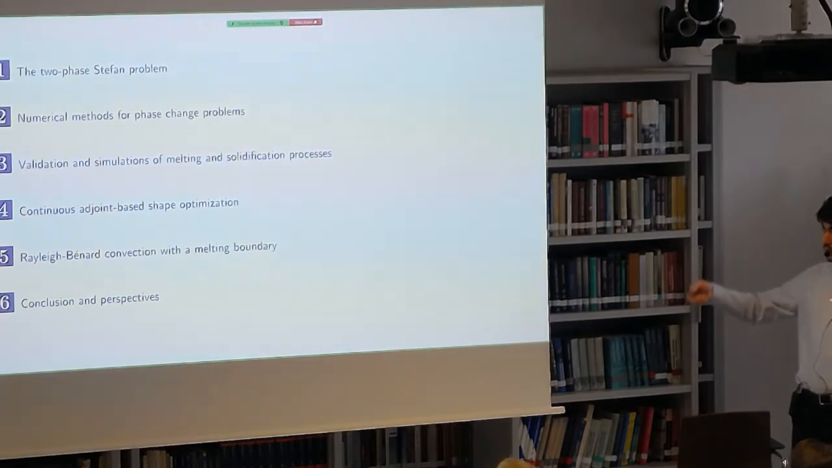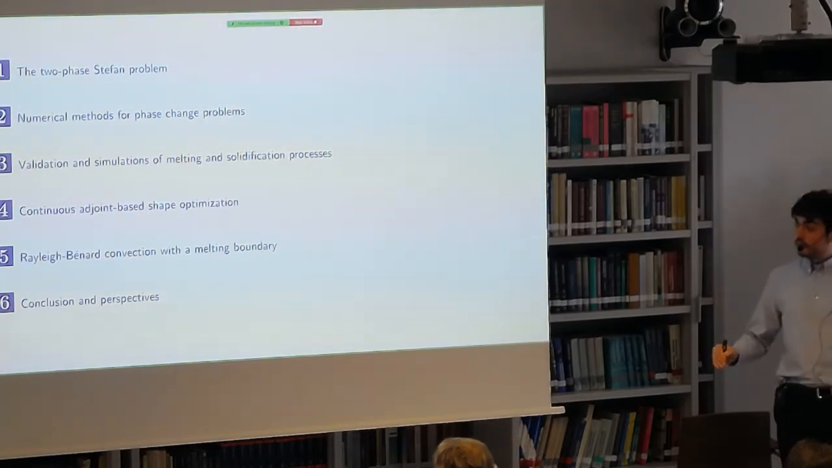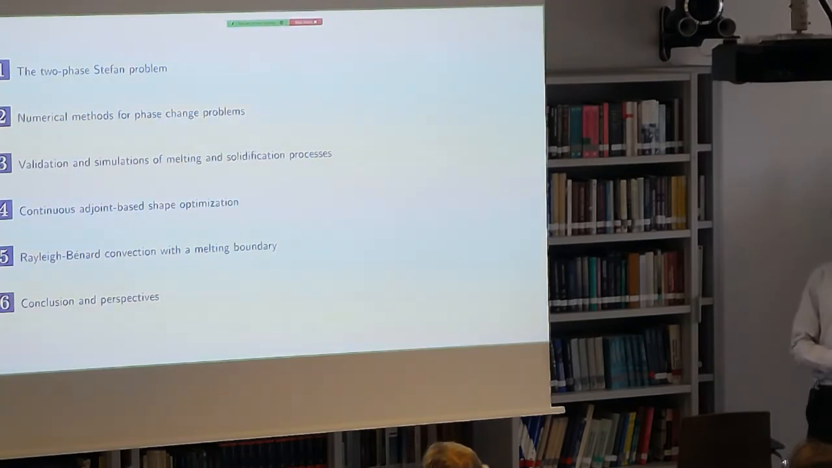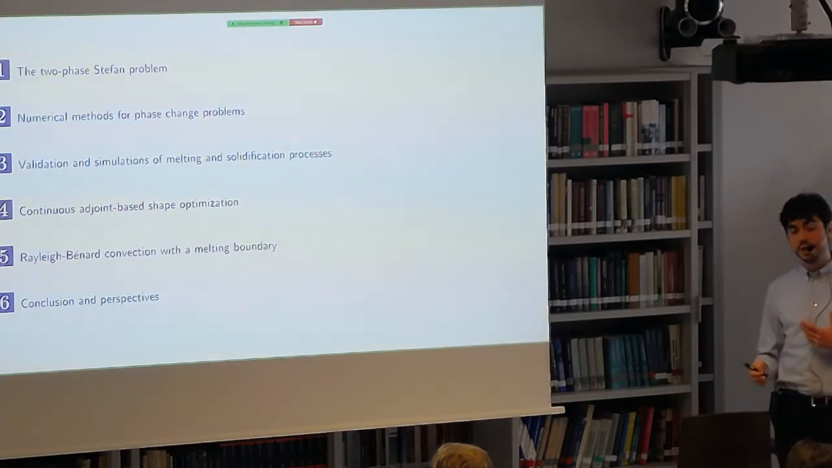I will first start by showing the outline of the talk. We will first introduce the two-phase Stefan problem, which is the phase change problem that we will be solving. Then we will present the numerical method for this specific problem, and show melting and solidification results. After the third part, we will discuss the optimization we built to solve a minimization problem based on the shape of the interface. Then we will talk about the fluid flow extension, the situation of Rayleigh-Bénard convection cells with a melting boundary. And I will finish with some summary and some perspectives.